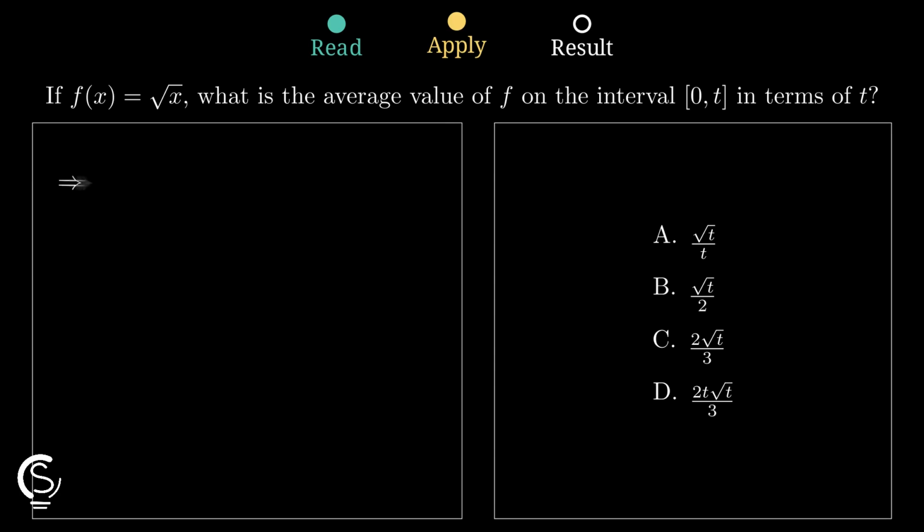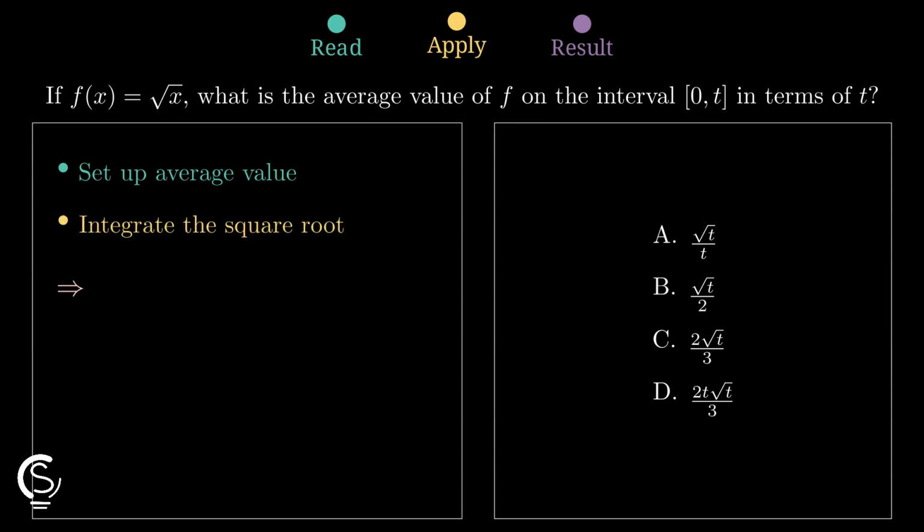Next, we find the antiderivative of x to the 1/2 power, which is 2/3 times x to the 3/2 power evaluated from 0 to our upper limit of t. Finally, divide by t and simplify to get 2/3 times the square root of t. Option C is the final answer.